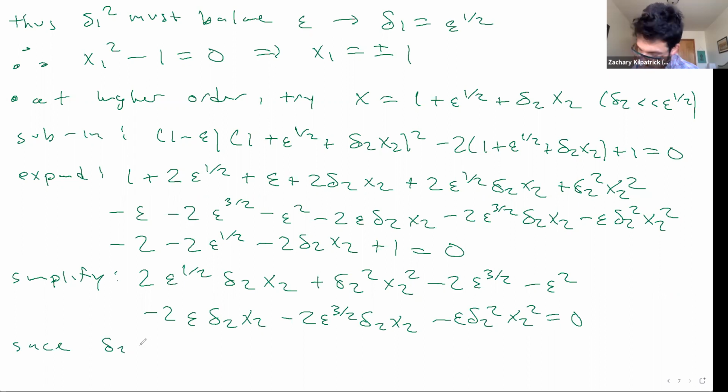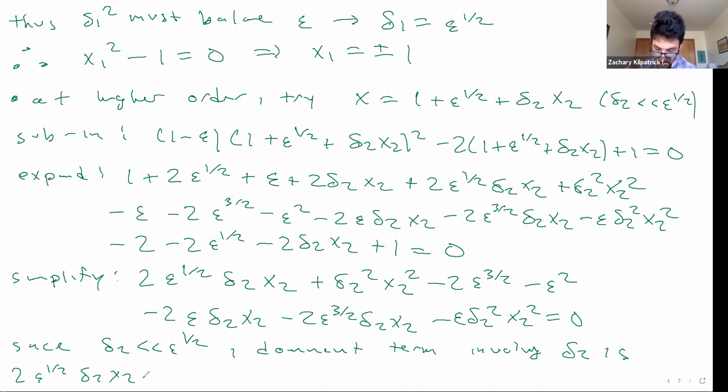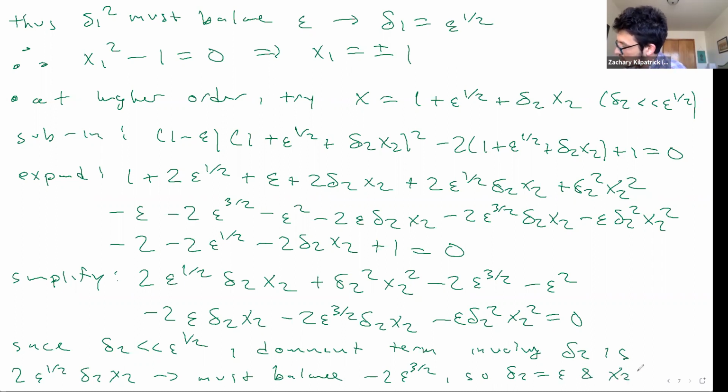In particular, since delta 2 has to be a lot less than epsilon to the 1/2, the dominant term involving delta 2 is 2 epsilon to the 1/2 delta 2 x2, okay? And this must balance minus 2 epsilon to the 3/2. So delta 2 is equal to epsilon, and we get that x2 is equal to 1, okay?